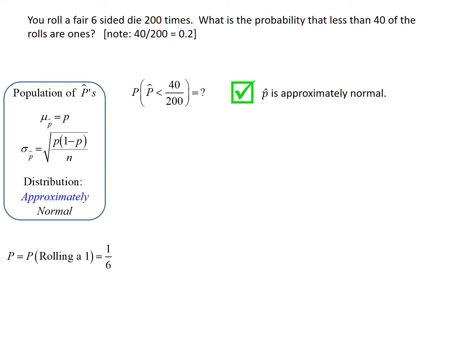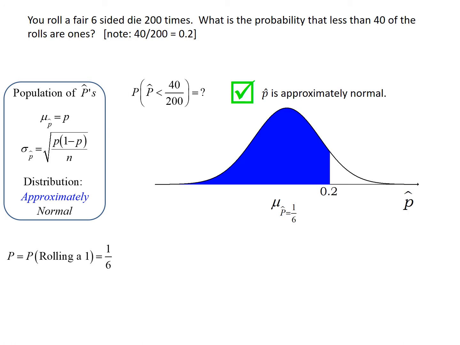Since p hat is approximately normally distributed, we're going to draw our normal graph. Notice in the far right hand corner, we've labeled the graph p hat. So the sample proportions are the numerical values on our axis. The mean of these sample proportions, the mean of the p hats, is right there in the middle of the graph. The mean of p hat is the true probability, and the probability of rolling a 1 is 1/6, which is about 0.166 repeating. 0.2 is a little larger. So we want the probability that p hat is less than 40 out of 200, or less than 0.2. That's why we shaded everything to the left of 0.2.